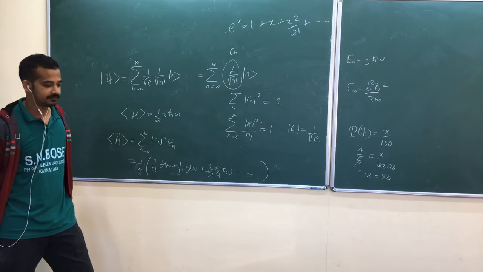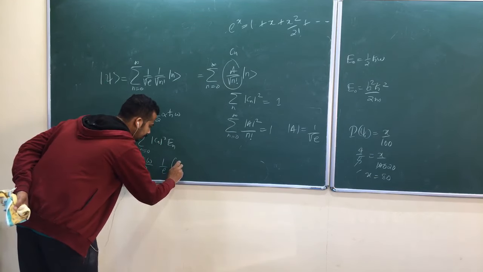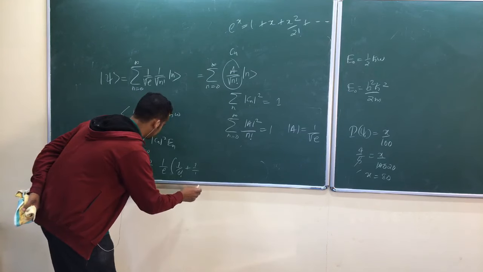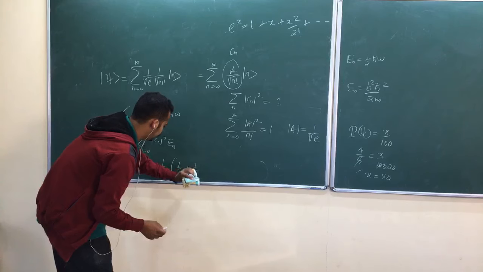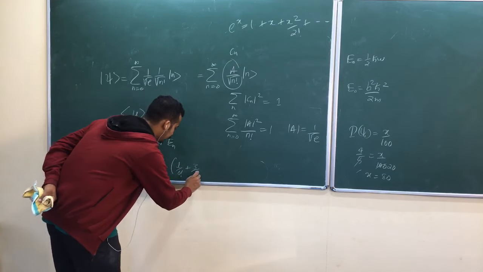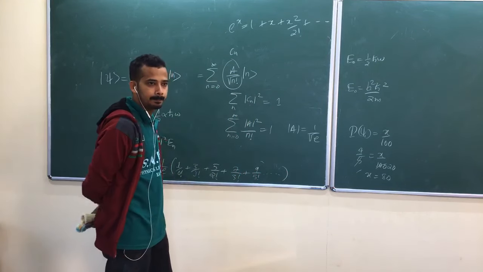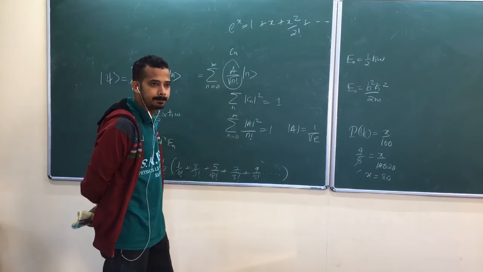Take h bar omega outside, is that okay? If I take h bar omega by 2 also outside, because here you have only alpha, 1 by e into 1 by 0 factorial plus 3 by 1 factorial plus 5 by 2 factorial plus 7 by 3 factorial plus, speak out, 9 by 4 factorial. What is 4 factorial?